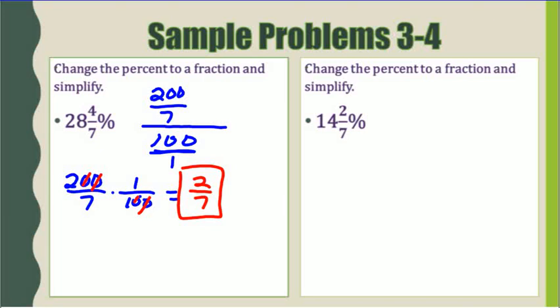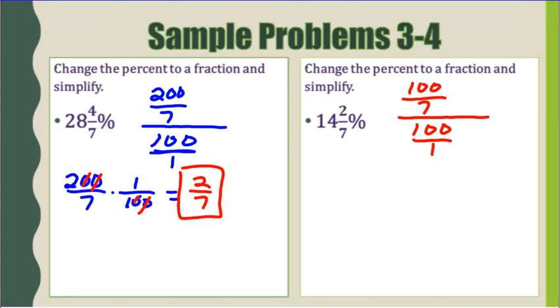This next one, put this all over 100. I'm going to put this 100 over 1. 14 times 7 is 98 plus 2 equals 100. So this is 100 over 7.